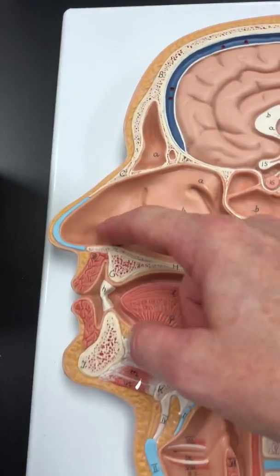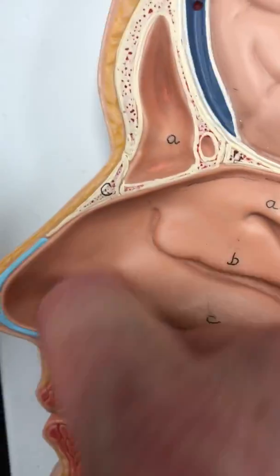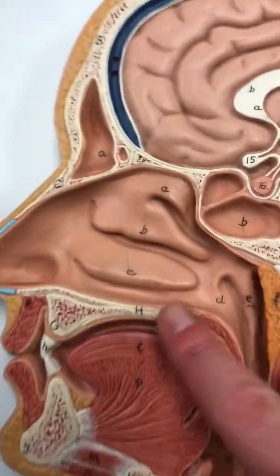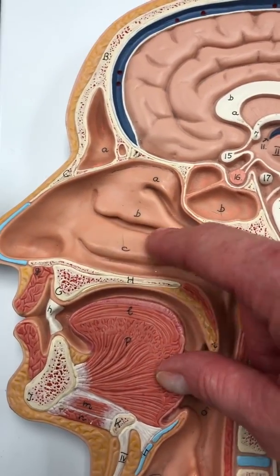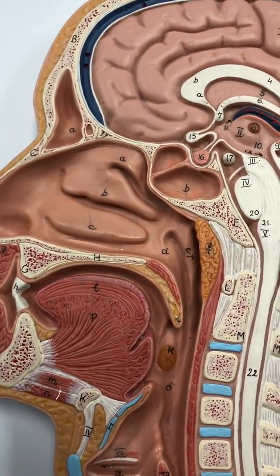You've got your nares, your external nares, which is the hole. You've got your three concha, A, B, and C, and the meatus is going to be the space between.